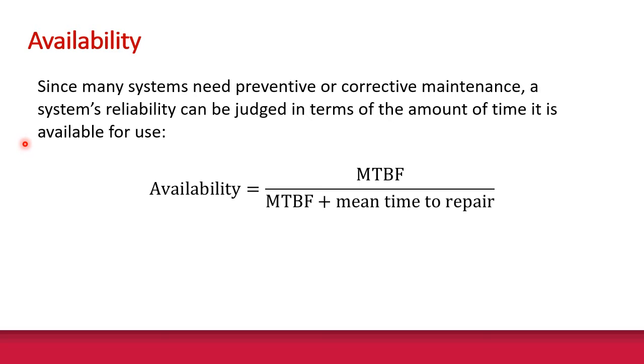Since many systems need periodic maintenance or corrective actions like lubrication, etc., a system's reliability can be judged in terms of the amount of time it is available for use. So this leads us to define what's known as the availability, as the mean time between failures divided by the mean time between failures plus the mean time to repair.